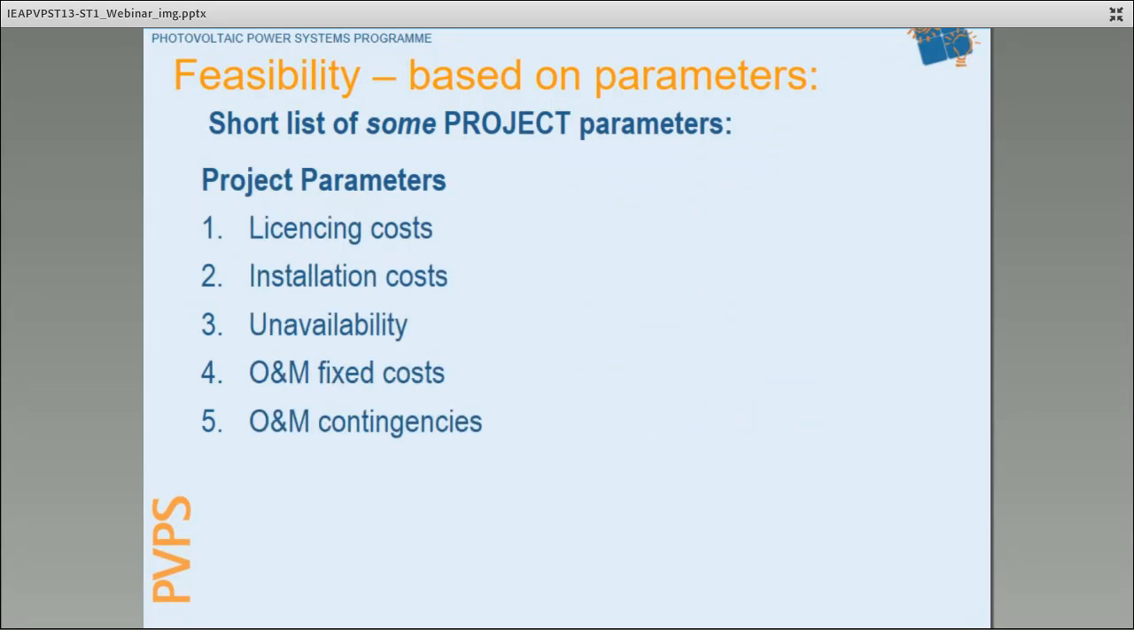And then we have our project parameters, primarily derived from the regulatory and statutory environment of our project, as opposed to the physical and technical elements. These parameters include, among others, our licensing costs, installation costs, unavailability, operation and maintenance, fixed cost, and the contingencies.